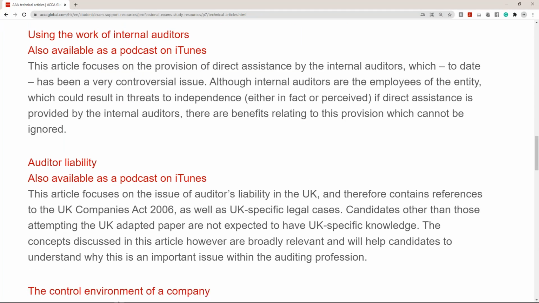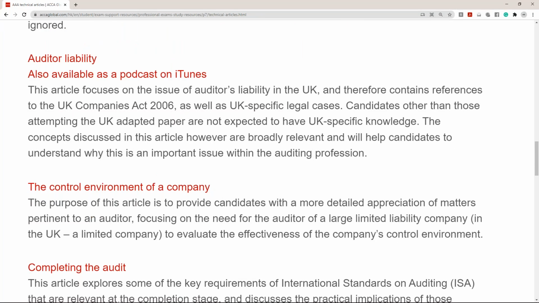Since very long, I think the last time there was a question on auditor liability was way back in 2012, June. Since June 2012, we are now in 2021. It's almost like 9 years. No question on auditor liability. Still, it is a wonderful article. Still, it is an article not deleted from an ACCA website. Still, it is an article which is a regular part of the syllabus.